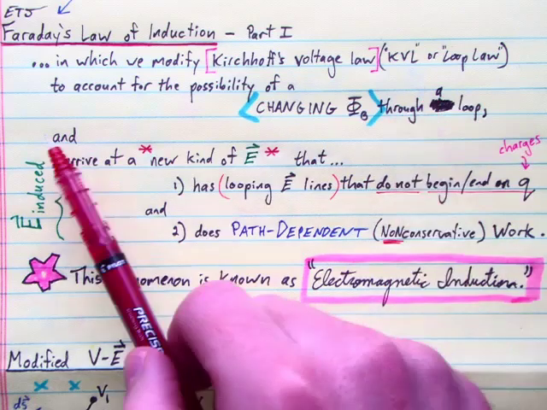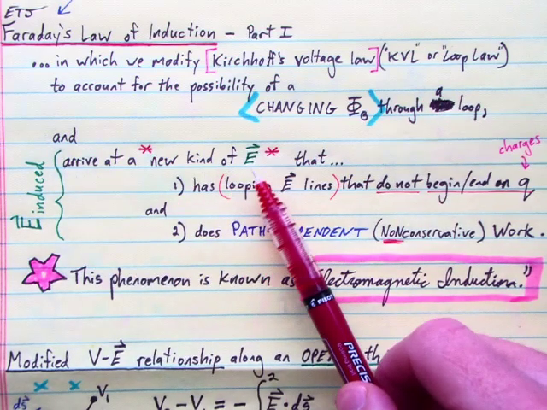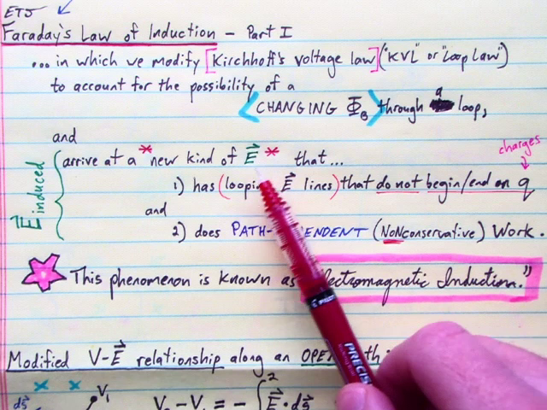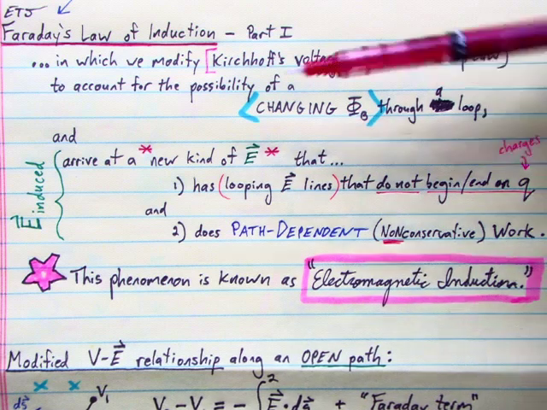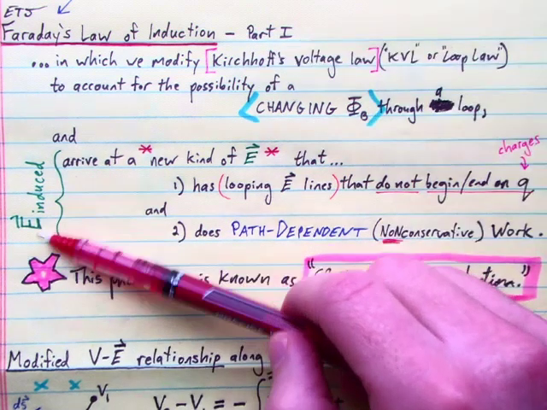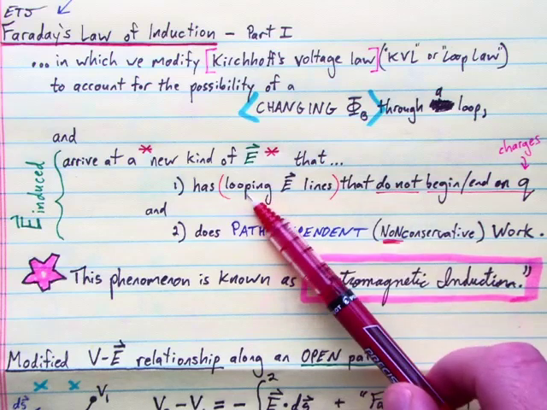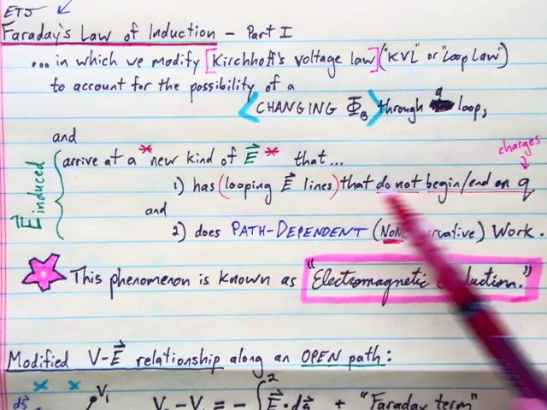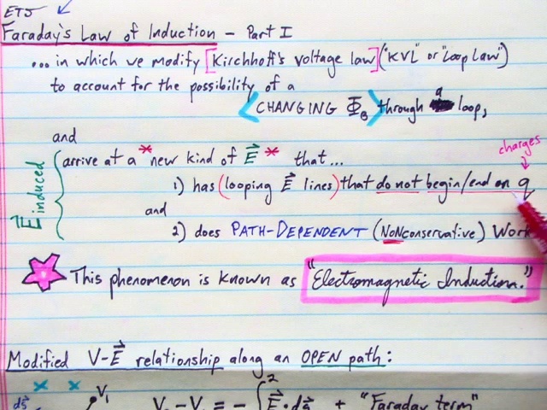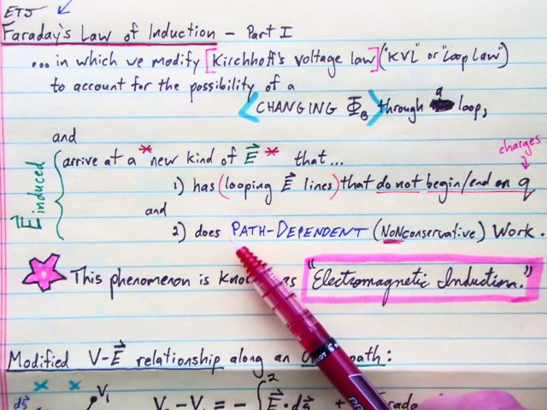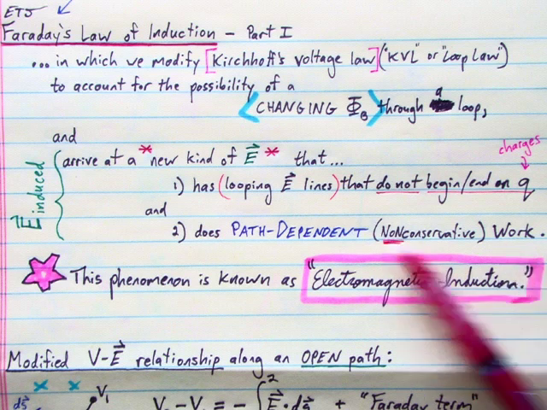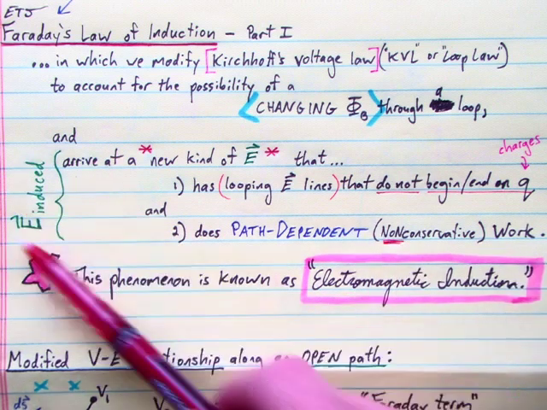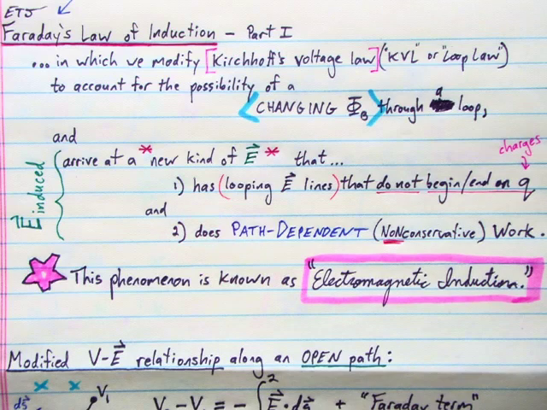And doing so, we will arrive at a new kind of electric field that behaves in new and different ways from what we're used to. An induced electric field that has looping E field lines that do not begin and end on electric charges, and an induced electric field that does path dependent work, non conservative work, a non conservative form of electric field.